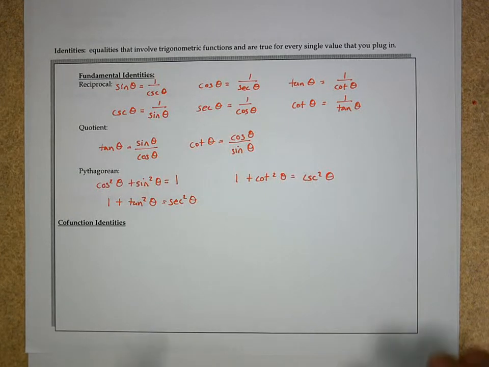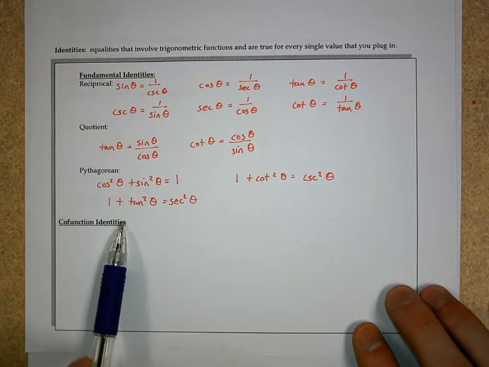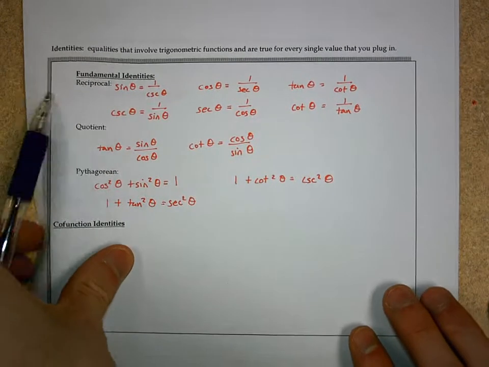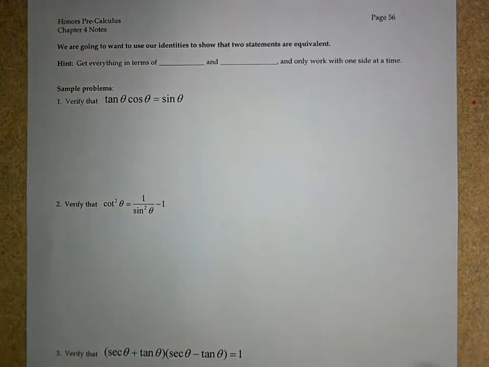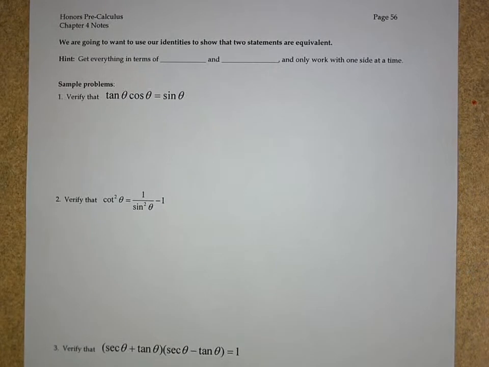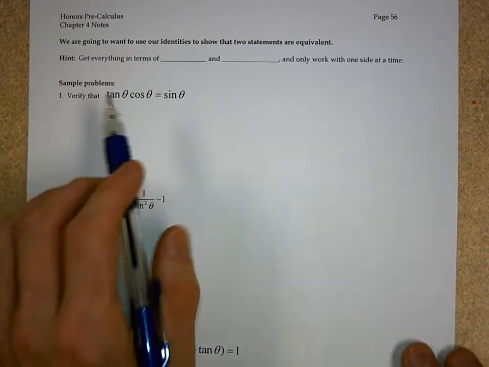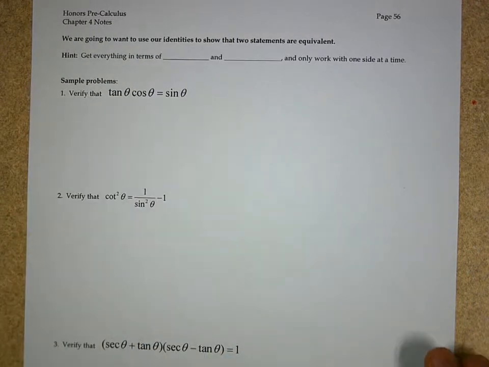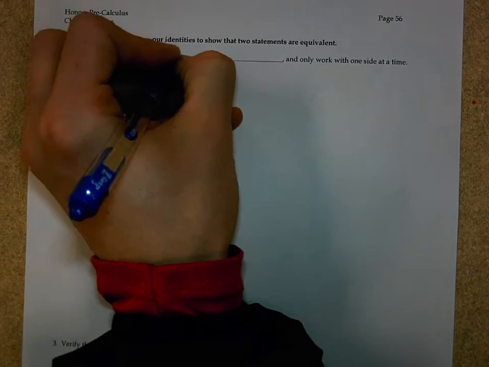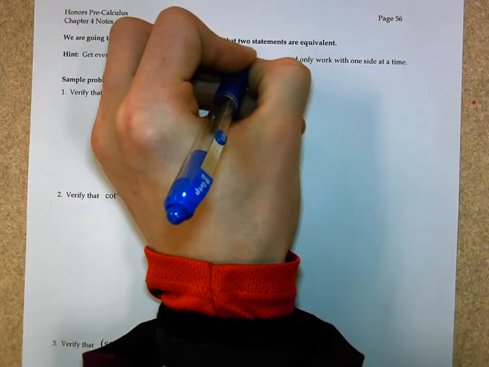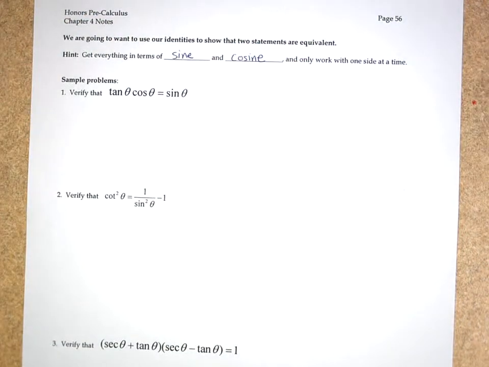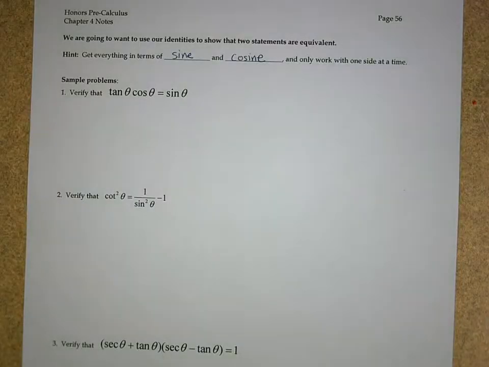Our goal in this section is to take these identities and plug them into an equation in order to simplify. What we want to do is get the left-hand side equal to the right-hand side and the right-hand side equal to the left-hand side. Our big hint as we do this is we want to get everything in terms of sine and cosine and only work with one side at a time.